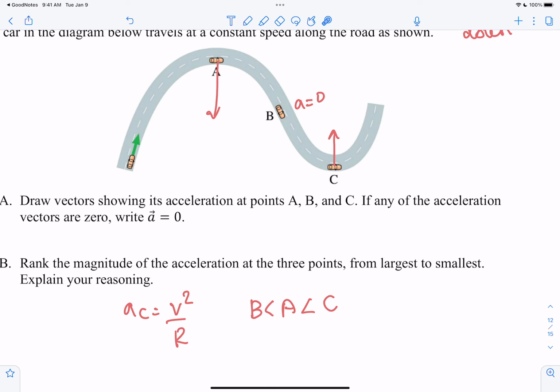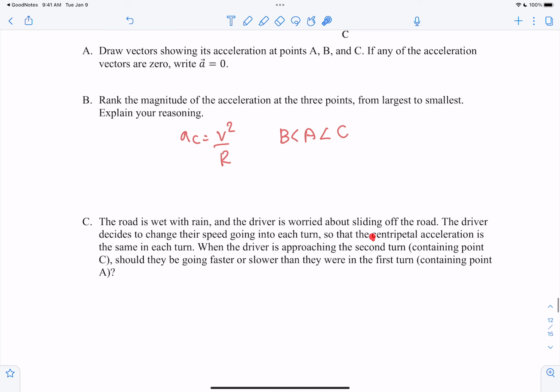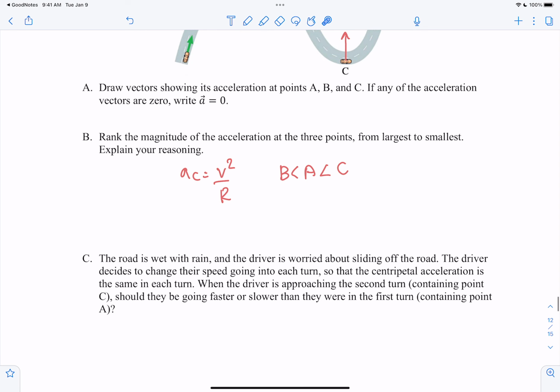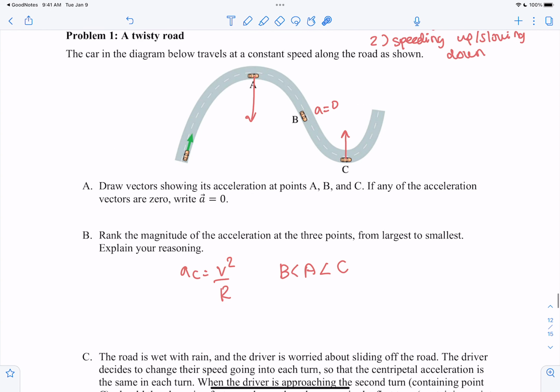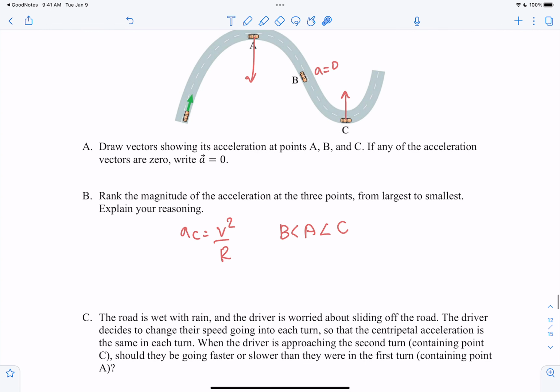So there's a risk there of them crashing or getting into an accident because they're traveling too fast. If they want the centripetal acceleration to be the same in each turn, then we have to change the speed somehow to overcome the difference in the radius. So if the radius is bigger for A and smaller for C, then we would have to figure out a way to equate the two centripetal acceleration magnitude values, right?